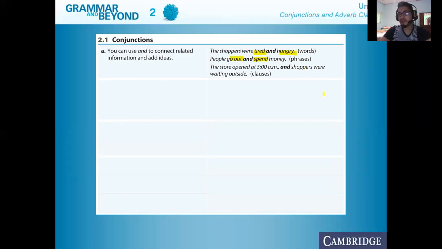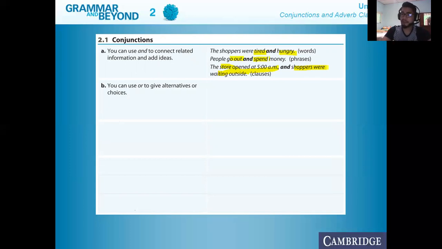The store opened at 1 a.m. and the shoppers were waiting outside, okay? As you see over here, we have two clauses that are being joined. That means that they are individual and they can have a meaning on their own, but we are joining them to give more information.